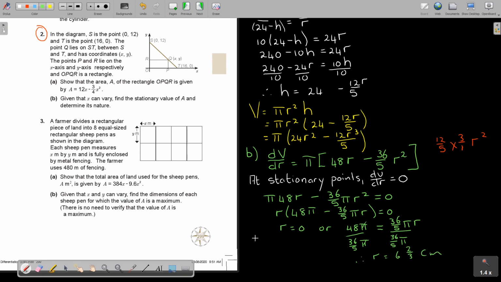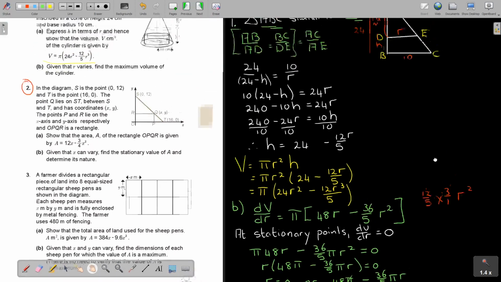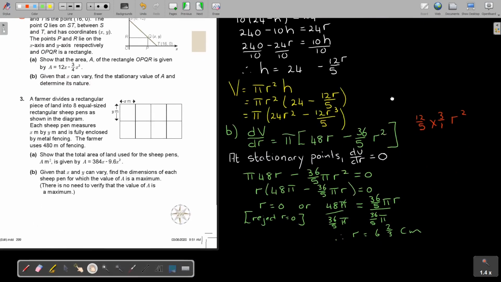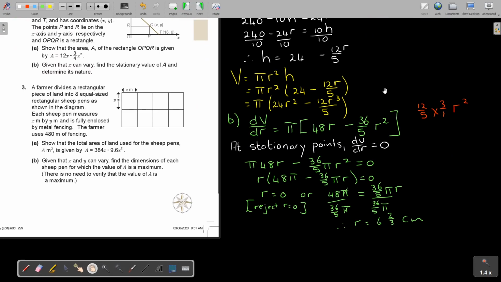So this one, I can just say reject. Why? Because if there's no r, if there's no length, if there's no distance, then this cylinder is not existing. Okay, it's not this one, it's the one on top, but this is the same principle. So if r is 0, then it's not existing.